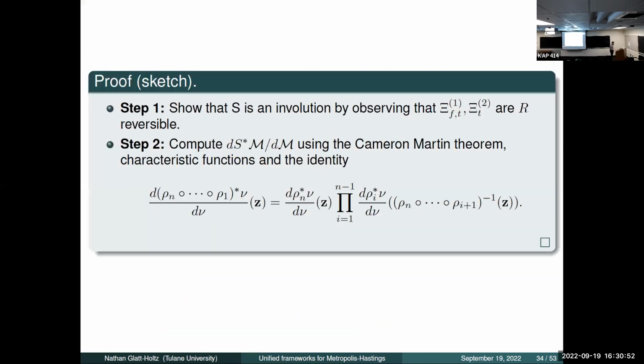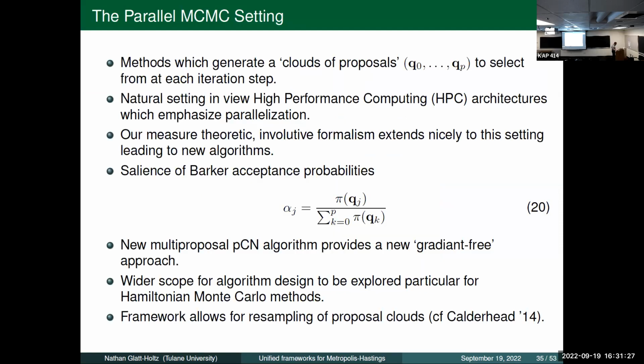But anyway, we can see this involution structure by hand with the thumbnail description I gave you of some ideas from geometric integration theory, and then careful and repeated use of the Cameron-Martin theorem, some characteristic functions, and these nice identities which you start to observe for these push forwards. All right, so maybe I can spend a few minutes on these multi-proposal methods.